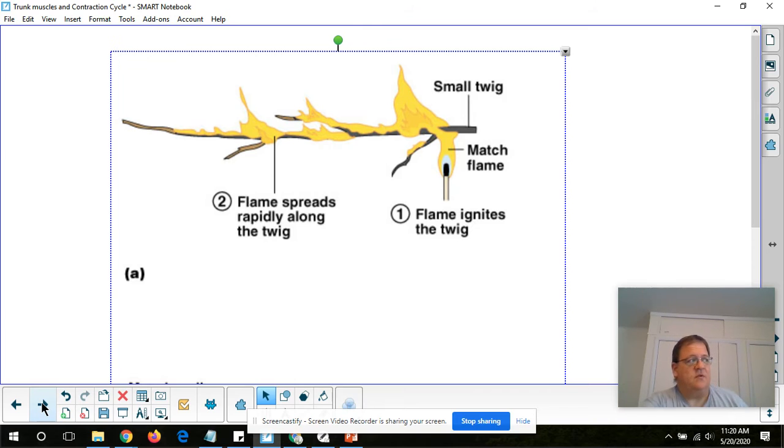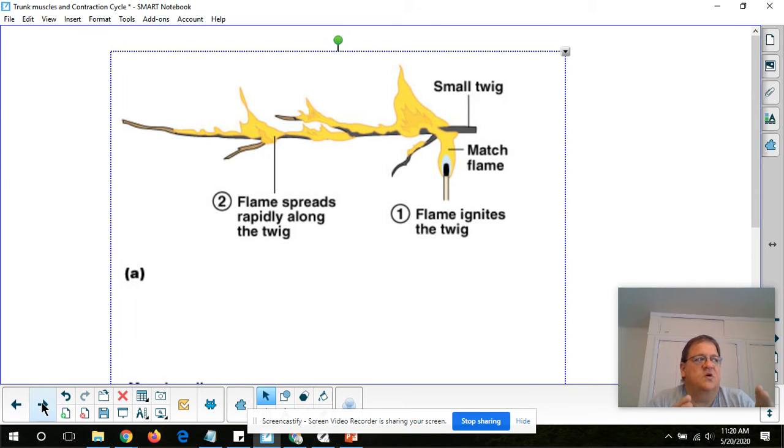So the example that is often used is this idea of a burning twig. Wait a minute. What is a burning twig? I mean, fire is cool. We like fire. Ooh, fire. But how does this connect to muscle movement? That's my job to explain.